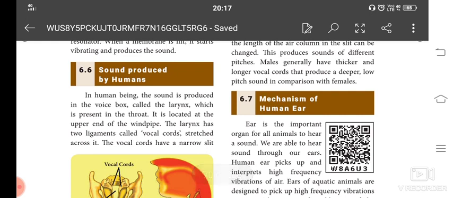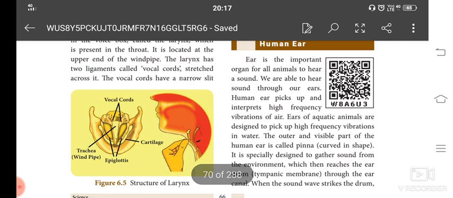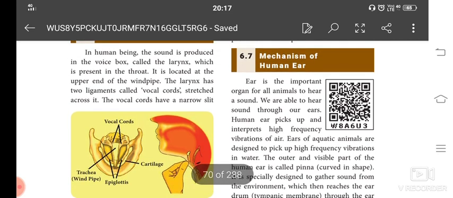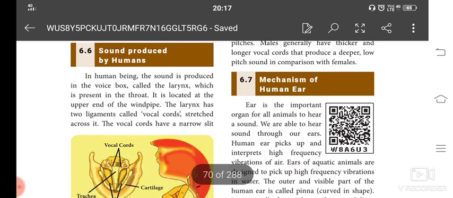Sound is also produced by humans. So, how is the sound produced by us? In the diagram, we can easily see the structure of the larynx. The larynx is on our throat side. It is located at the upper end of the windpipe in our throat. The larynx has two ligaments called vocal cords stretched across it. On both sides we have muscle, and when we stretch it, it can produce a sound with the help of the windpipe.